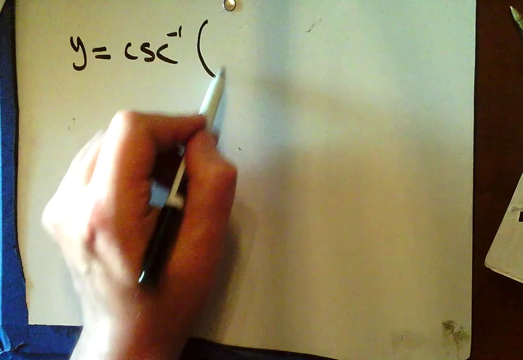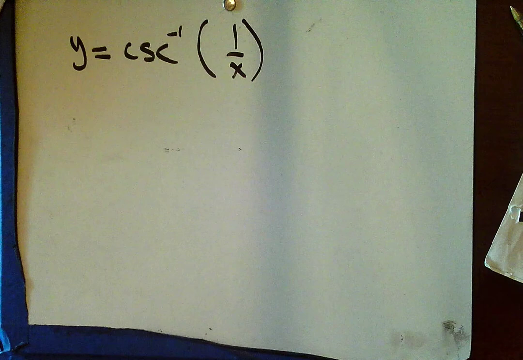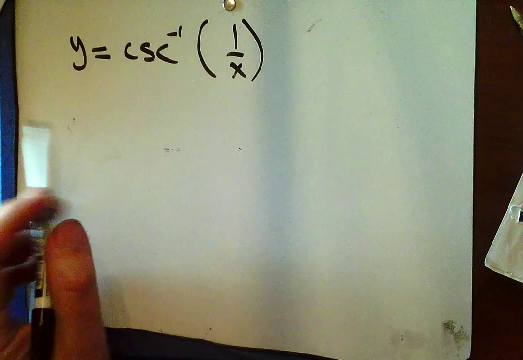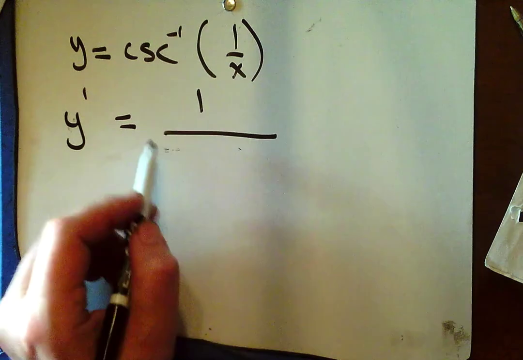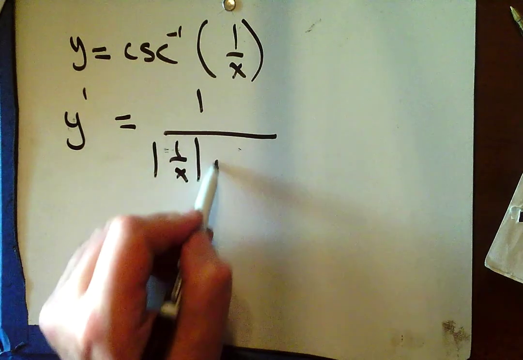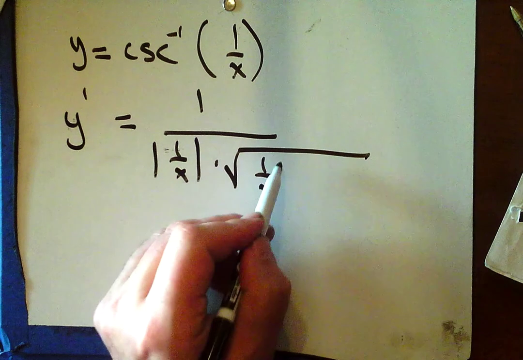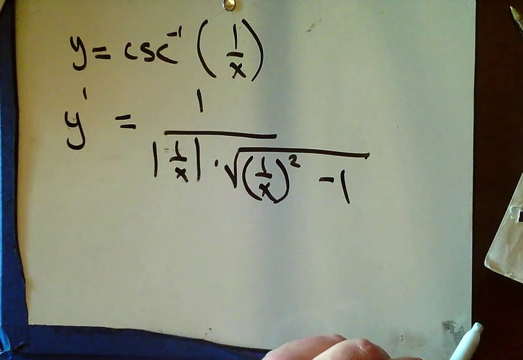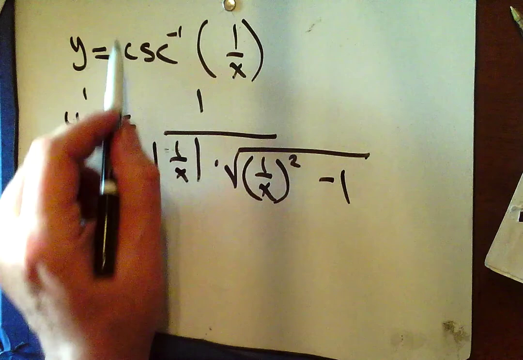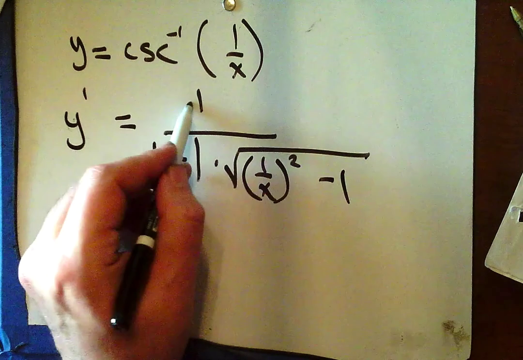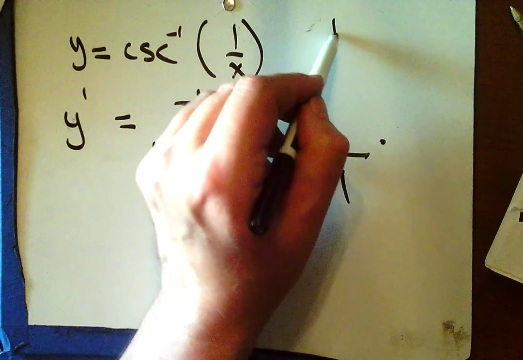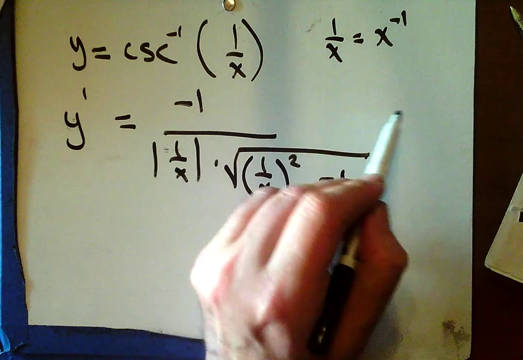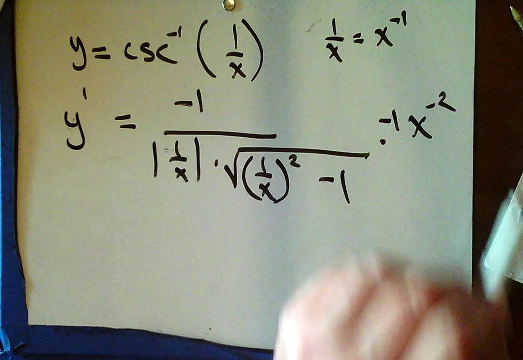How about y equals cosecant inverse of 1 over x? Give that one a try. Come back when you're done. Did you get that y prime would be 1 over absolute 1 over x times the square root of 1 over x squared minus 1? Not done yet. That's just the derivative of inverse cosecant if I put the minus there. I still have to come back and take the derivative of the inside. And 1 over x is the same as x to the negative 1. And so the derivative will be negative 1 x to the minus 2.